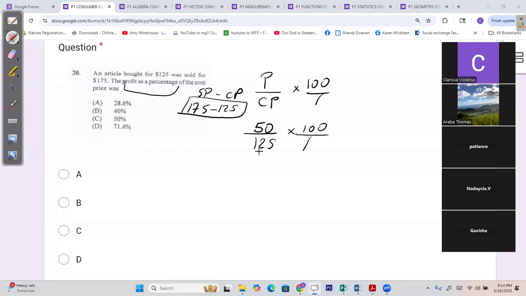I can break this down easily because these two have something in common: 25. 25 can go into this 2 times, and 25 can go into this 5 times. If I have a dollar in quarters, how many quarters? That's 5 quarters in it. Then 5 can go into itself once, and 5 can go into 100 20 times. So 2 times 20 is 40%. So our answer is B.